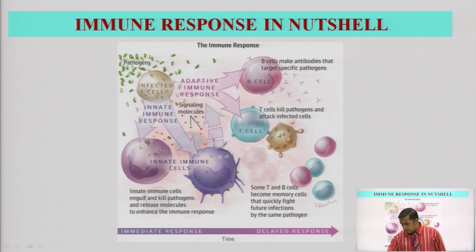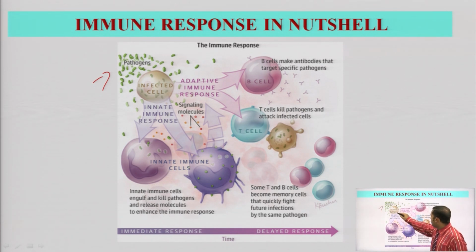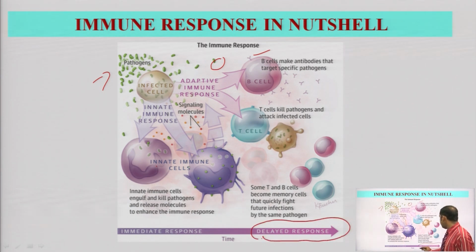So I think we have covered in a detailed manner how both the immune systems, the innate and the adaptive, actually work. Here is another picture: pathogens are coming, your cells are getting infected. The innate immune system comes into the picture and tries to kill, but if it is not able to stop this activity, your adaptive immune system, the delayed response immune system, comes in. Here you can see B cells and T cells coming and destroying.